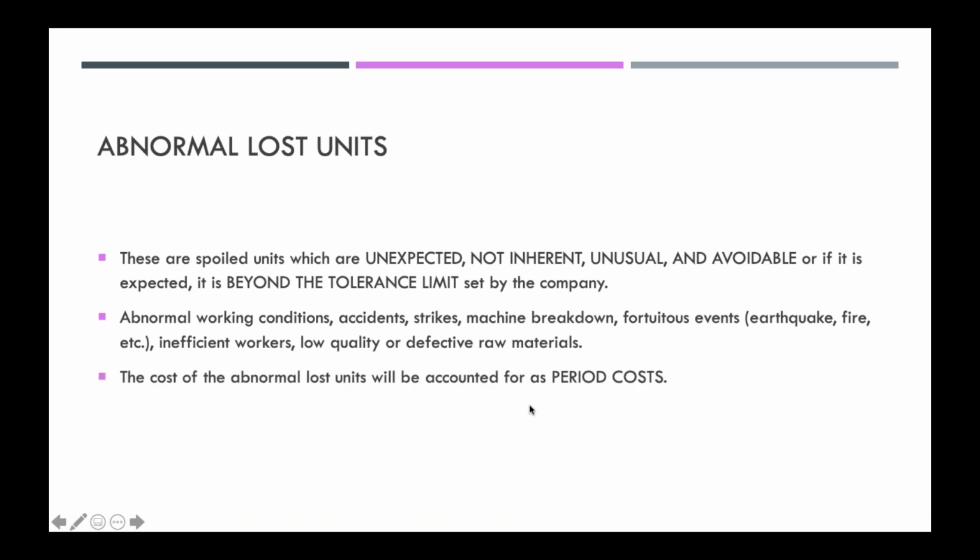And then the cost of abnormal units is treated as a period cost. What does it mean? Hindi siya kasama dun sa production cost natin. It will not be allocated but will be treated as an expense, as a period cost. The cost of abnormal lost units are not absorbed by the good units. So as I have said, it will not be allocated.